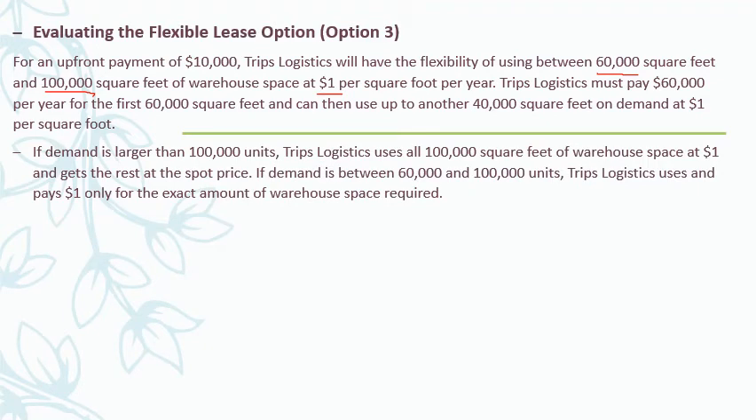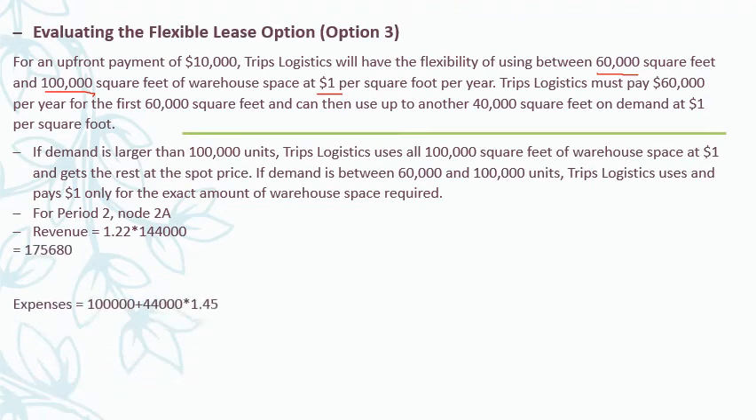If the demand is larger than 1 lakh units, it has to use 1 lakh square feet at $1, and the remaining extra, whatever it needs extra, will be at the spot market price. Let us calculate for period 2, that is the first one. This is the revenue as usual, and then the expenses. Expenses are 1 lakh plus 44,000 into 1.45.